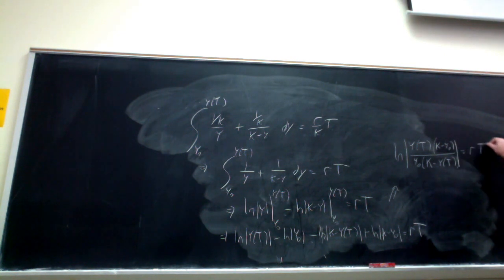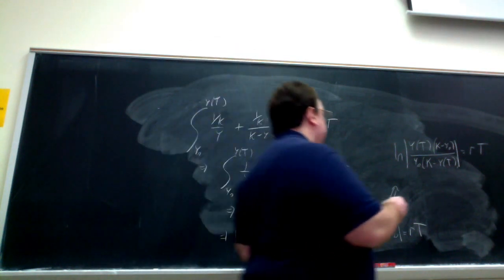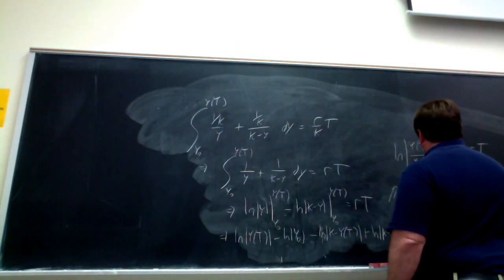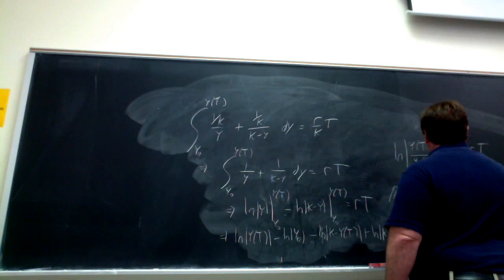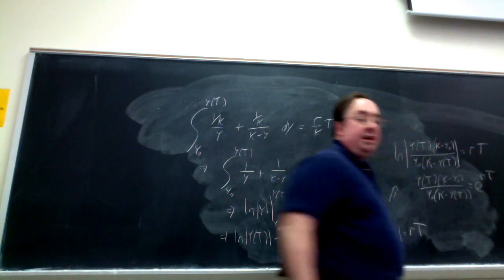That is equal to RT, and then you can exponentiate both sides, and you get y of capital T times k minus y naught over y naught times k minus y of capital T is equal to e to the RT.